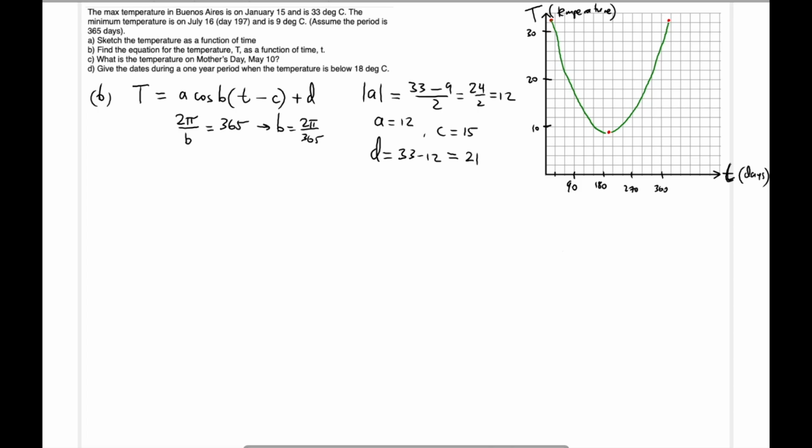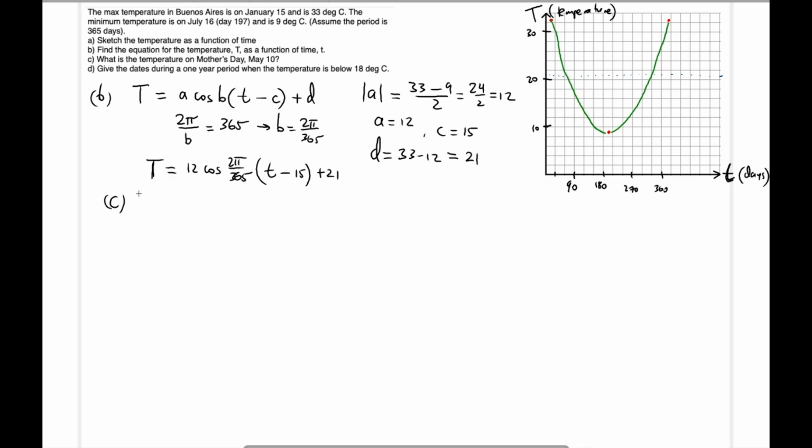So 21 would be somewhere, let's see where that is. That would be 22, so right in the middle. That would be the midline. And from this midline to the highest point is an amplitude, which we figured out was 12, okay? So we found all the components. So now we can write this equation down. So it's going to be 12 cosine. The b is 2 pi over 365, parentheses, t minus, what is the c value? 15, and then plus 21. Okay.